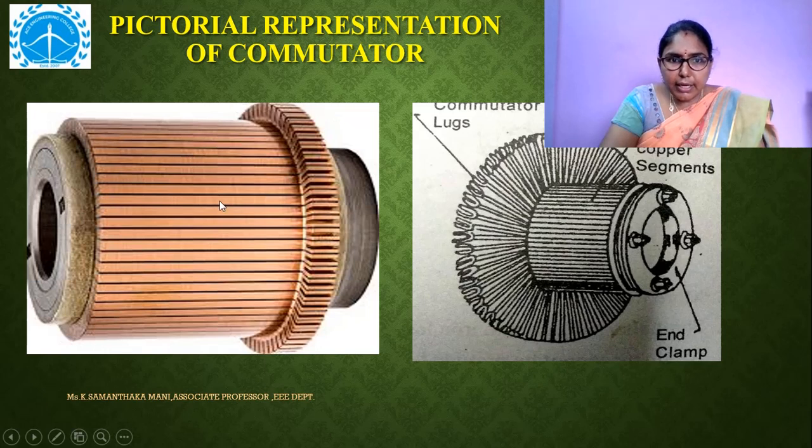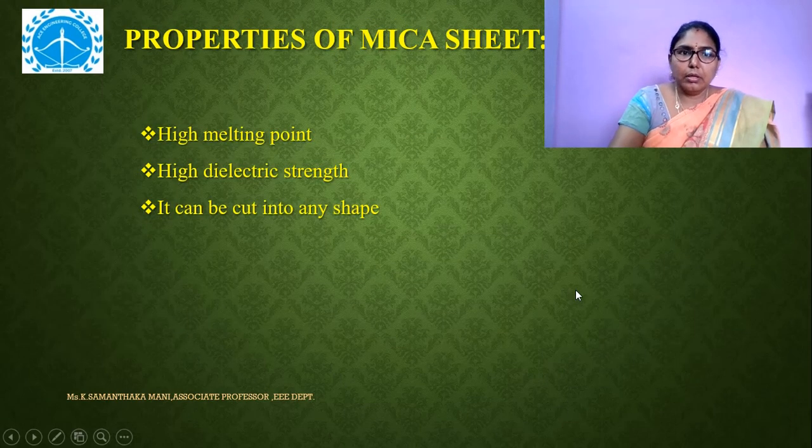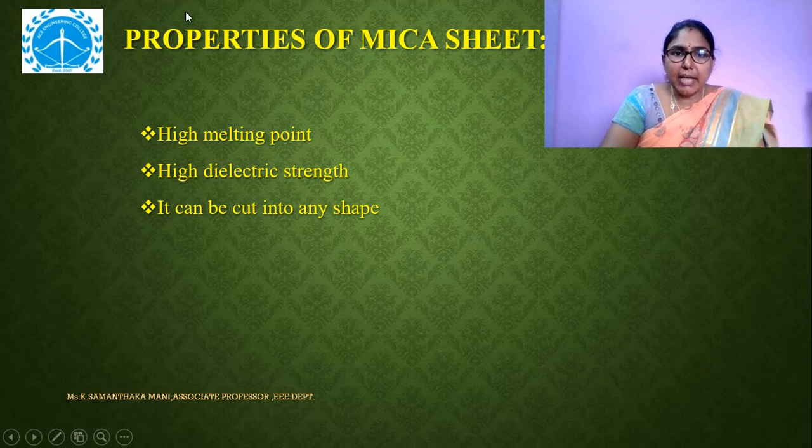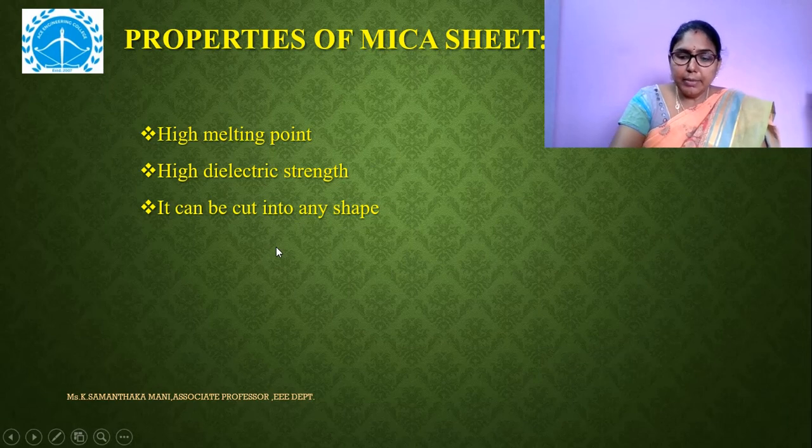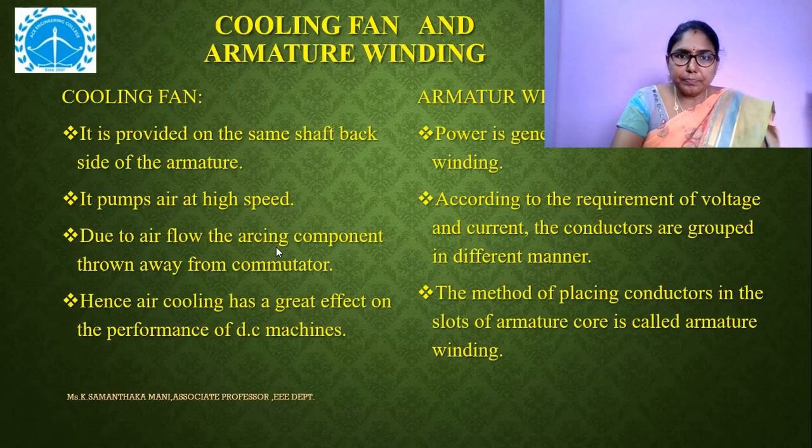You can very clearly observe all these segments of the commutator, which are separated from each other by the black material, which is mica. This is another view. Now, what are the properties of the mica sheet? It has a high melting point and high dielectric strength. In addition, it can be easily cut into the shape you require. So it is used as an insulating medium in between the copper segments.